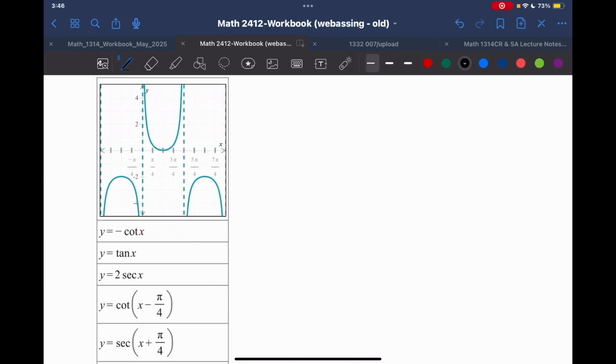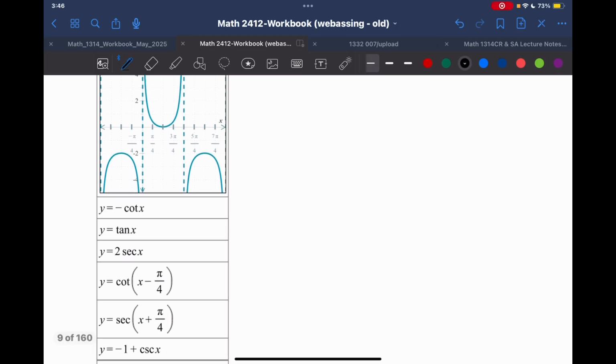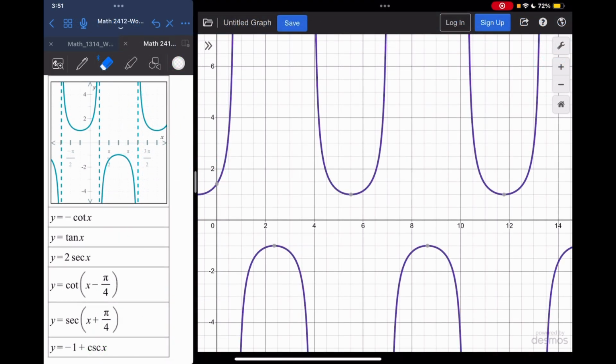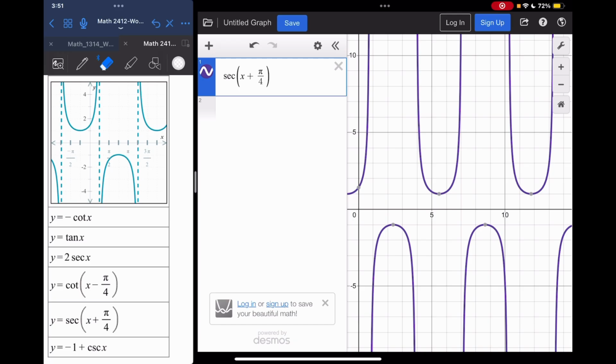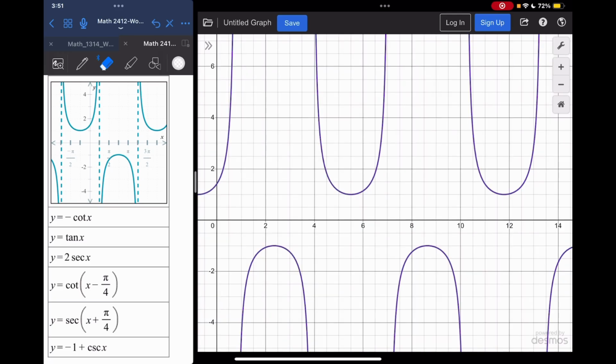Look at number 16. It says to match the graph, and these are multiple choice. It's going to be this one right here: y equals negative 1 plus cosecant x. And then you can also just use Desmos. That's what I would do. In 16, there are 3 graphs you have to match. In 16 and 17, I would also recommend just using Desmos. So I just type in the answer as I knew it, and then we can examine it by looking at the labels on the graph.